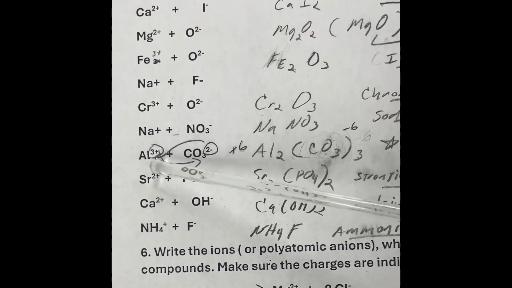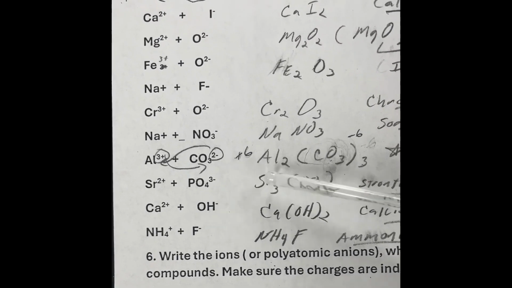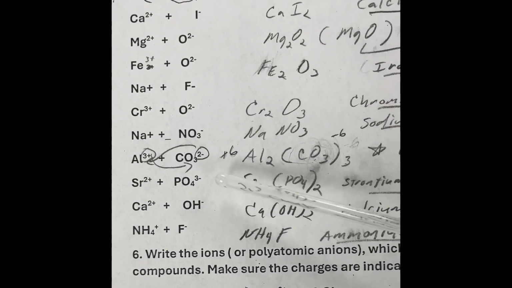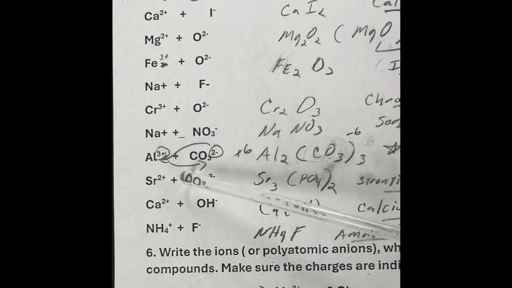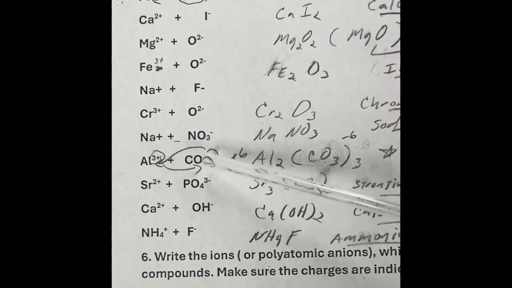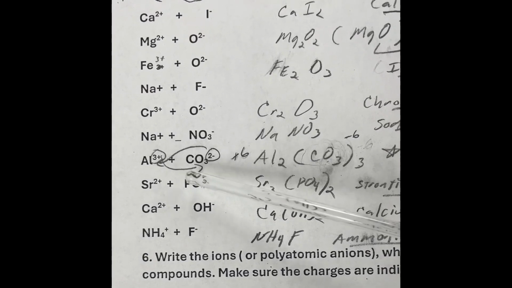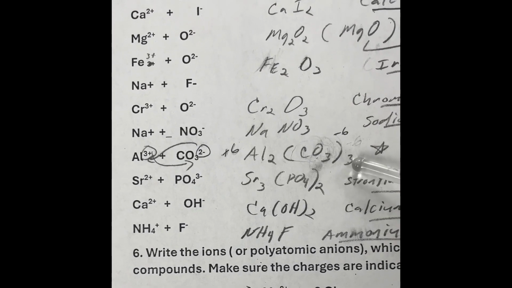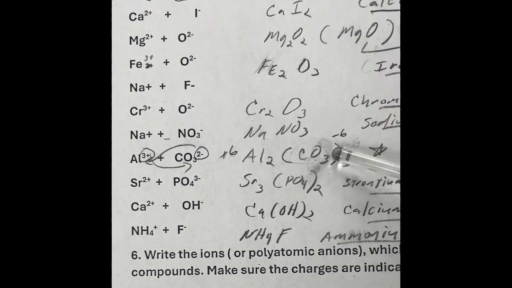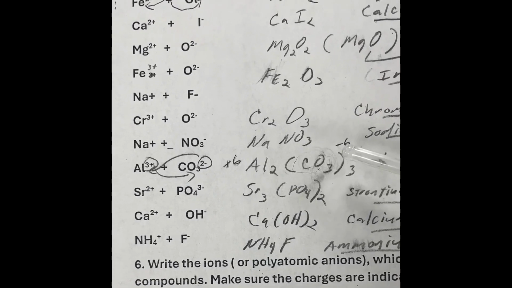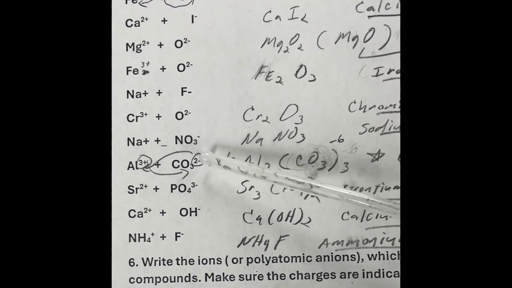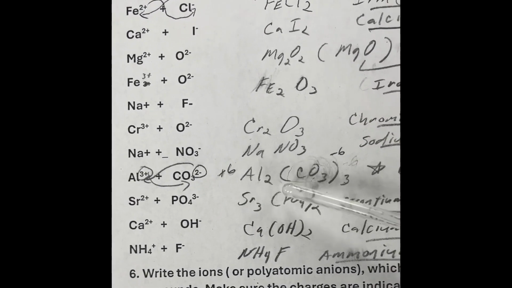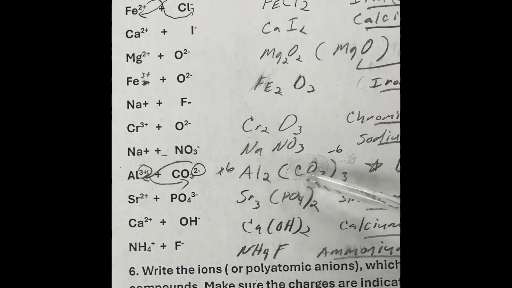Here is aluminum carbonate, but here's the chemical formula. Check it out, carbonate's polyatomic. So this 3, when we crisscross, must be on the outside of the parentheses. Notice the 2 there, crisscross puts us here at aluminum carbonate.